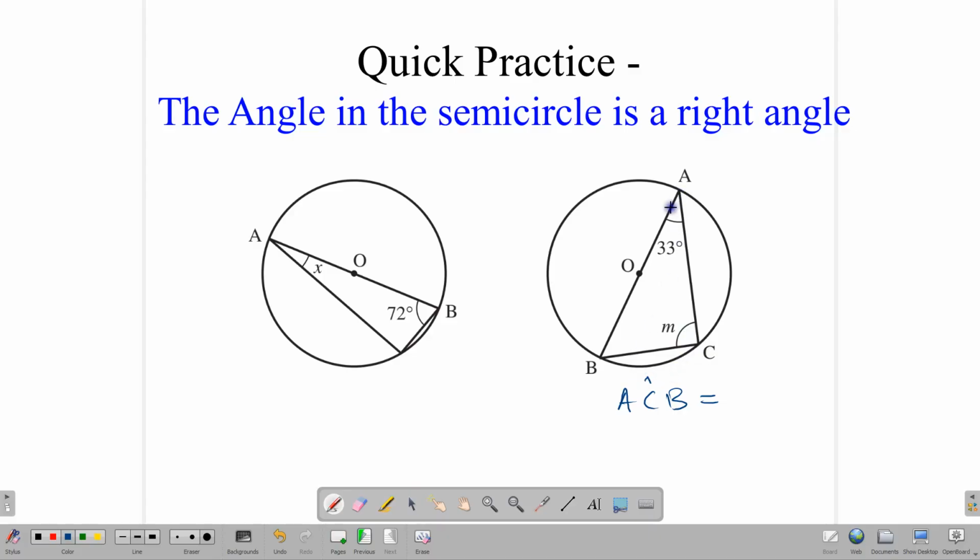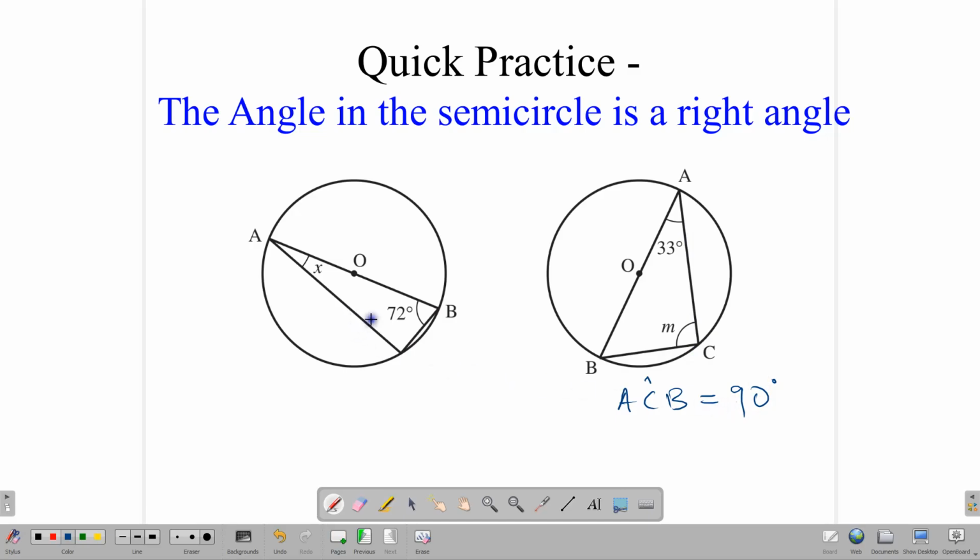But notice that this line is a diameter. It's important that you notice that the center of the circle is there, and this line AB is drawn right through the center. So AB is the diameter, which means that the angle drawn on that line is actually 90 degrees. There's nothing to work out. It's just something you know, you remember, you write down. All right.